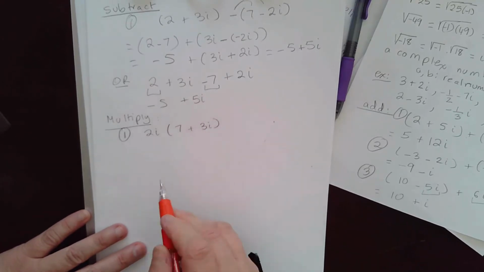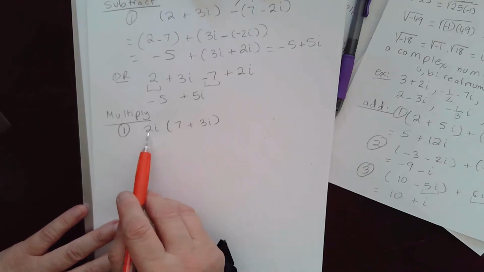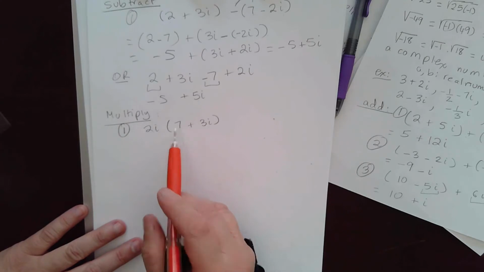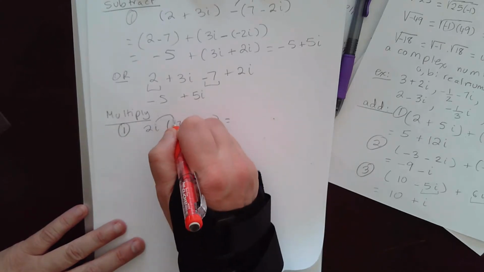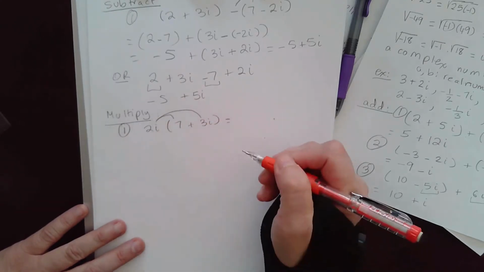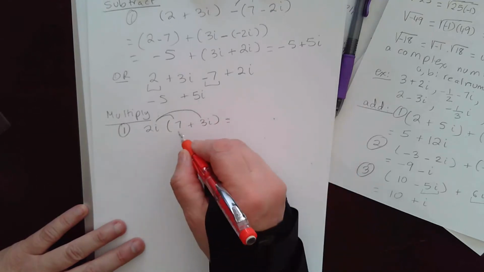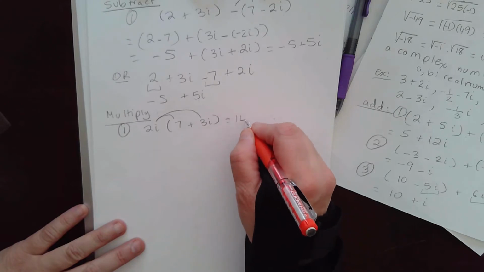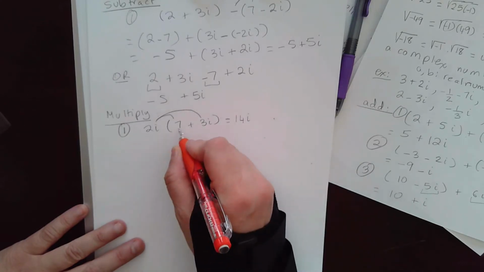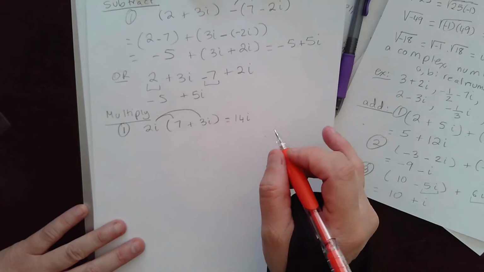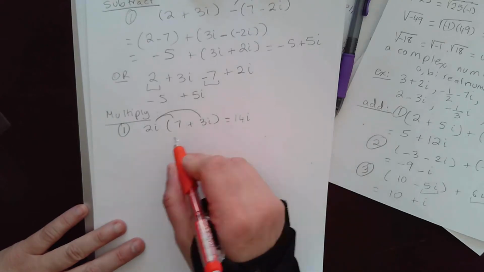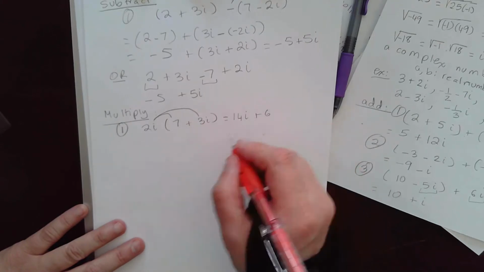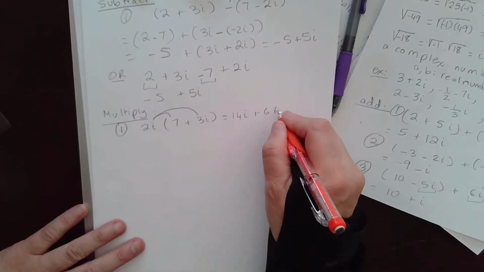Here I'm multiplying a pure imaginary number by a number that has a real part. No problem. You just use the distributive property, same as we've done before. 2i times 7, that's what? That's 14i. 2 times 7, 14i. 2i times 3i, you multiply the numbers together. 2 times 3 is 6. i times i is i squared.